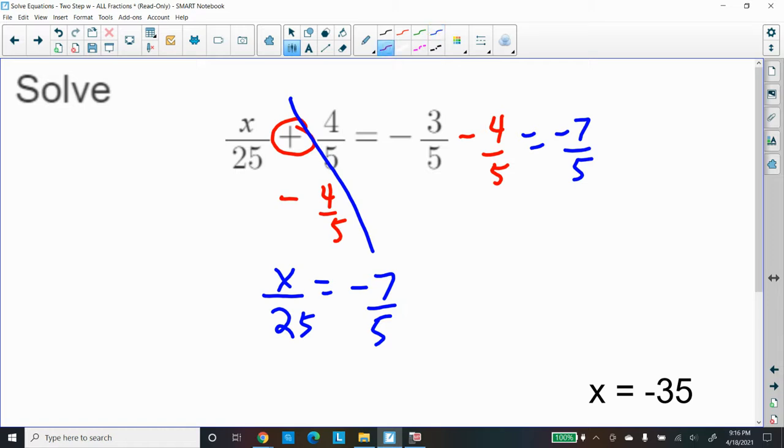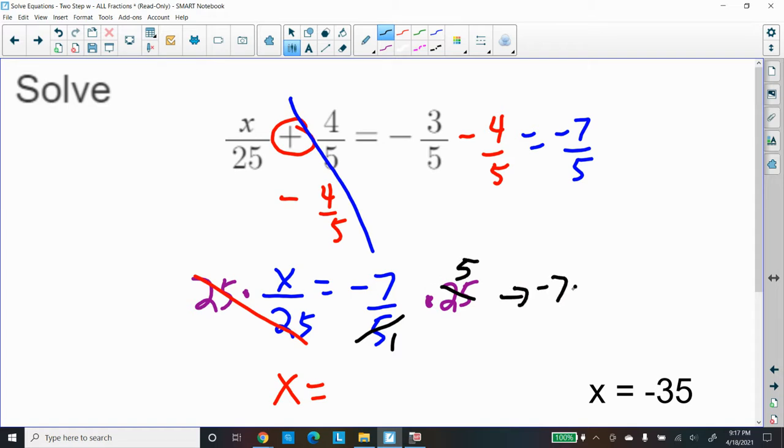Now that I got that, all I got to do is multiply by the denominator on both sides, and I'll have my answer just like that. So the 25's cancel out, leaving me with x, and I notice I have 7 times 25 divided by 5. Well, instead of dividing by 5, I can do a little shortcut right here. I can divide the 25 by 5. It goes 5 times, and that'll leave me with multiplying -7 times 5, which equals -35 on this side. So my answer is -35 like it said.